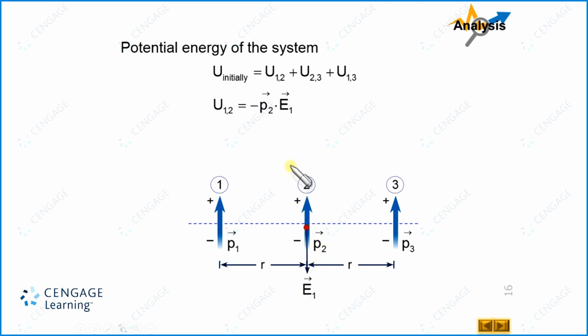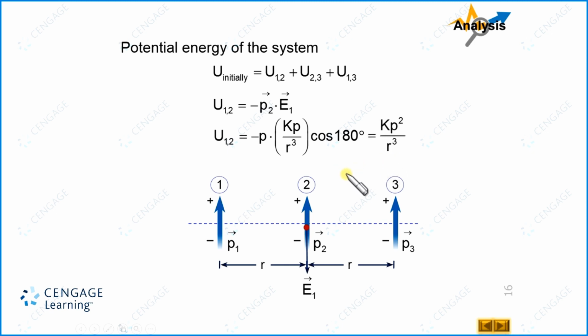Now we can observe that the angle between the P2 vector and the E1 vector is 180 degrees or pi. So here we can write this dot product as P multiplied by K P divided by R cube, where R is the separation between these two dipoles, multiplied by cos 180 degrees. Cos 180 degrees equals minus 1, so minus minus will be positive. So this value will be K P square divided by R cube.